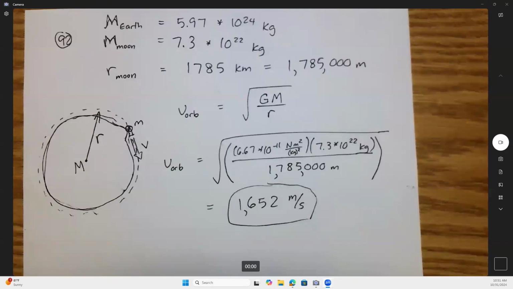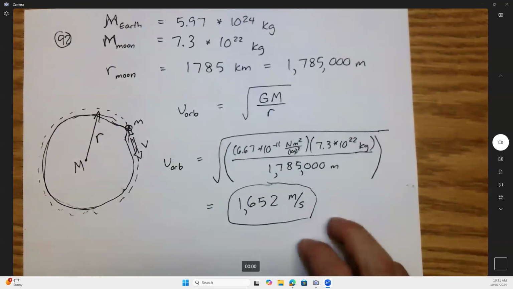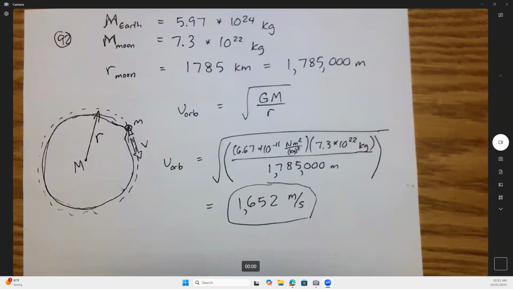I bet if you went back to the 1960s, all the NASA scientists and engineers were looking at this number saying, well, that's how fast we have to go to be orbiting the moon as part of this Apollo mission. All right, next question.